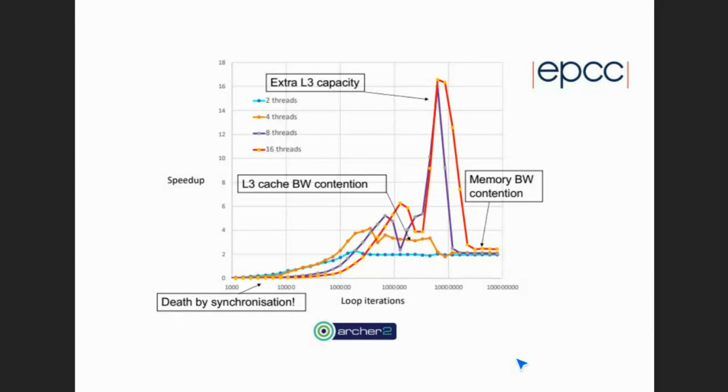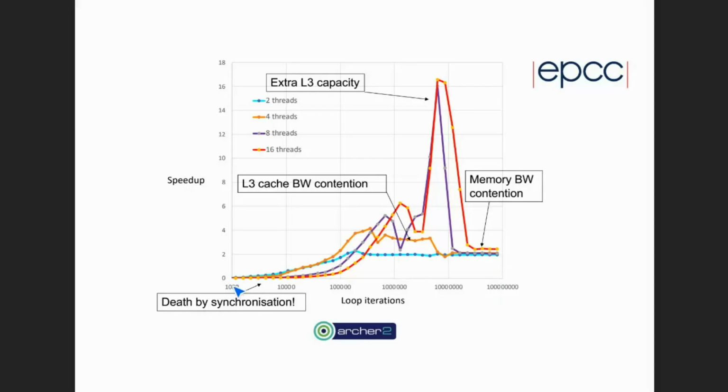Okay, a mess. Right. Let's see what's going on here. What I'm plotting here is the speed up obtained versus the number of iterations in that loop, and then a separate line for different numbers of threads. So I've got 2, 4, 8, or 16 threads here.